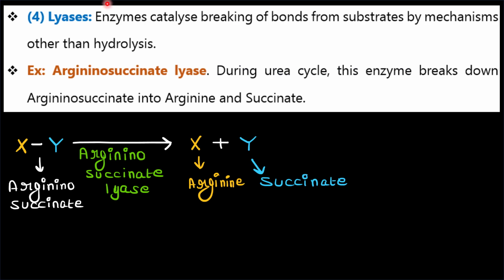Next is lyase. These enzymes catalyze breaking of bonds from substrates by mechanisms other than hydrolysis. So here we have the substrate XY and here X and Y, these two molecules are attached. Now this enzyme is breaking down this one and the X and Y are now separated. But this enzyme is not using any water molecule here. So the example is argininosuccinate lyase. Now during urea cycle, this enzyme breaks down argininosuccinate into arginine and succinate.